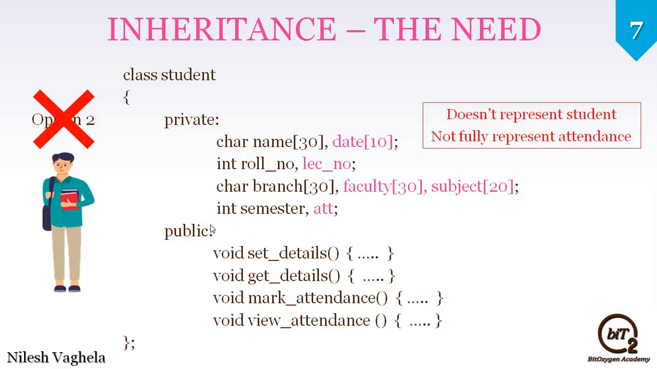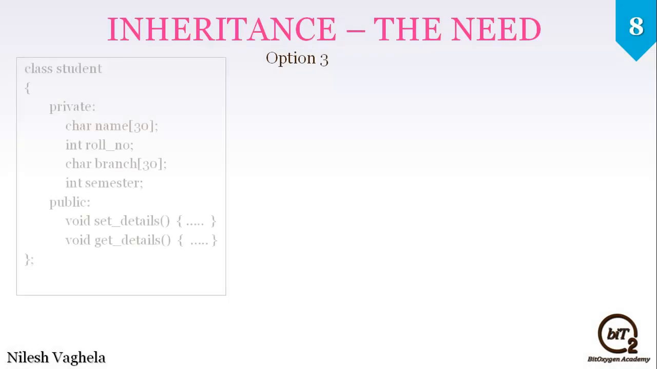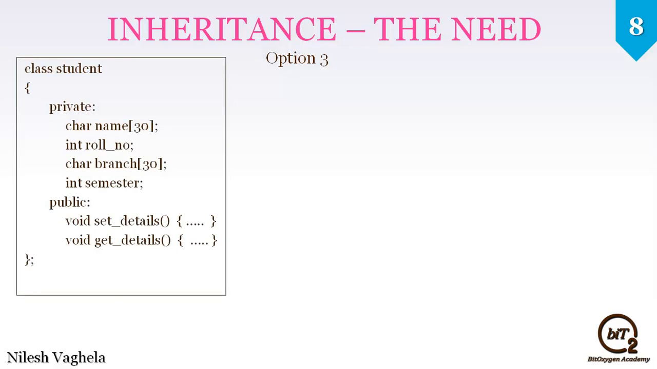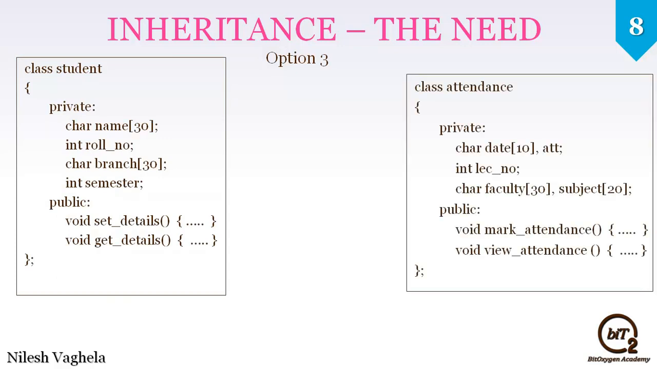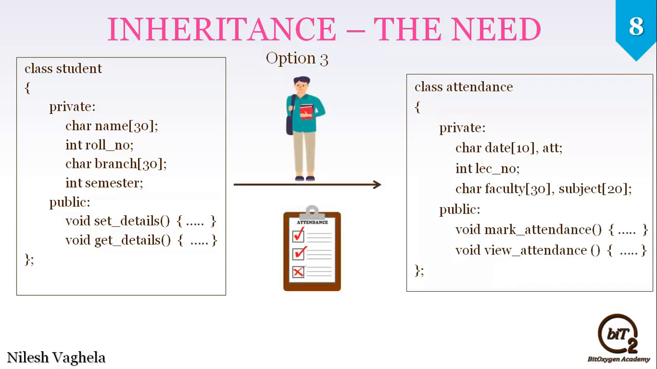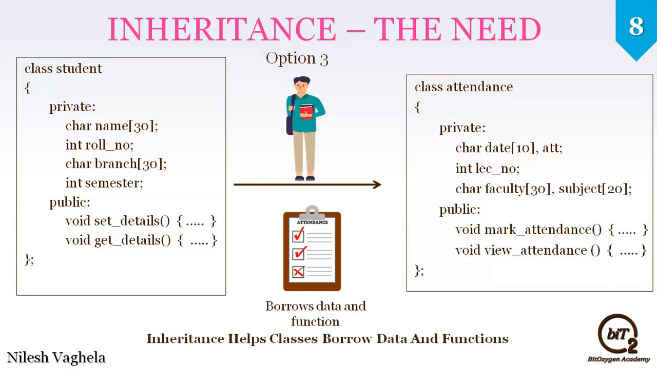So now what? So we will have a third option where we are having a separate student class which is having necessary common properties. We are having an attendance class which fully represents attendance only, and there must be some way through which my attendance class can borrow the data of the student class. This is done using inheritance. So now inheritance will help classes borrow data and functions from another class. So that was the need of inheritance.